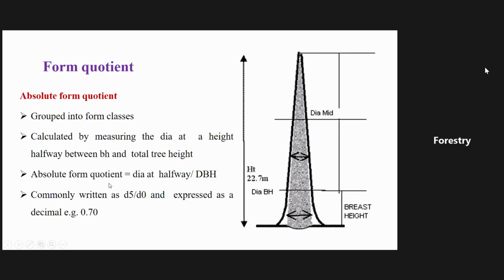Then the formula for the absolute form coefficient is the diameter at halfway. You can see here in the image.